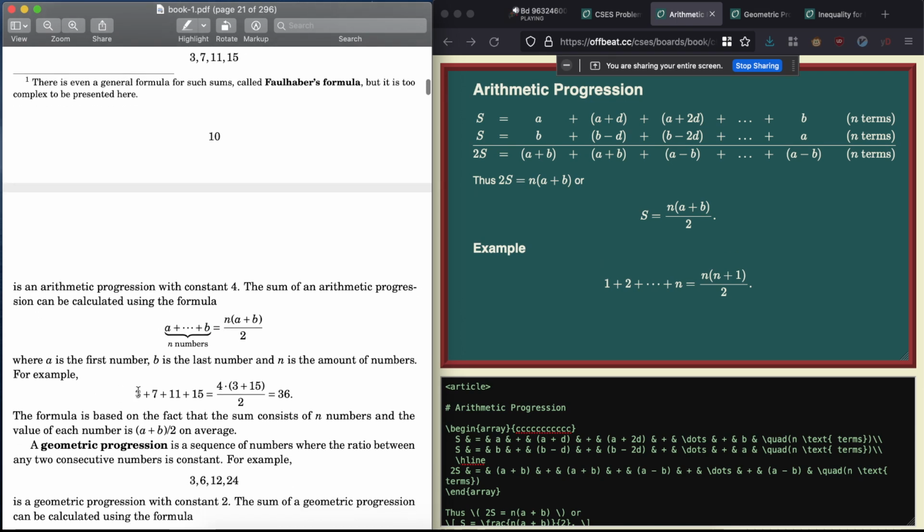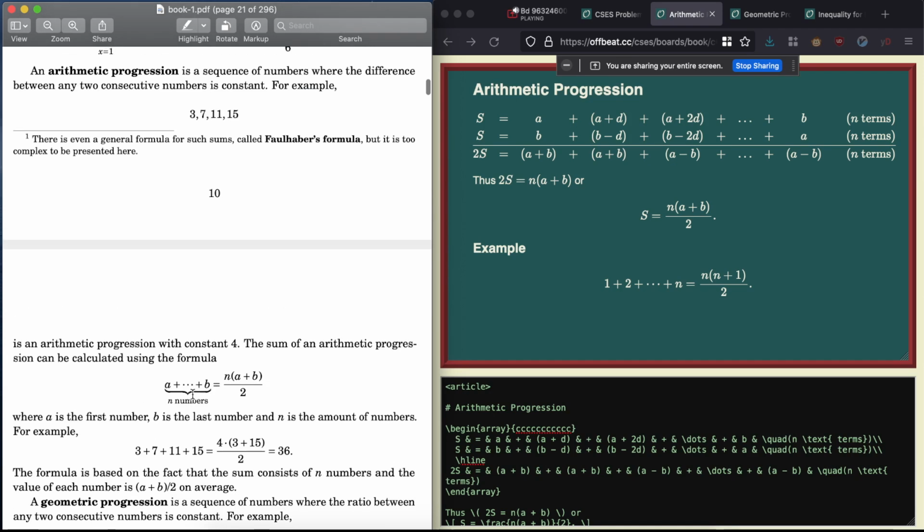And here's a worked out example. So 3 plus 7 plus 11 plus 15. Here the common difference is 4, but this formula doesn't require the common difference. So what we do to compute this, we compute the mean of the first and the last term, which is (3 plus 15) by 2, and we multiply it with 4, and we'll get the correct answer.